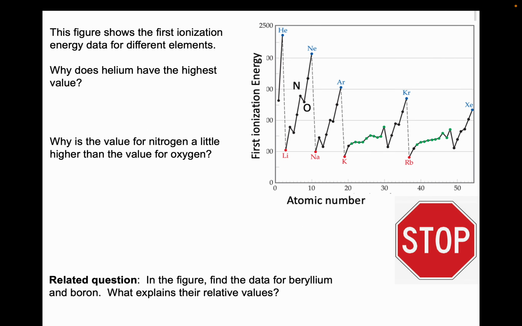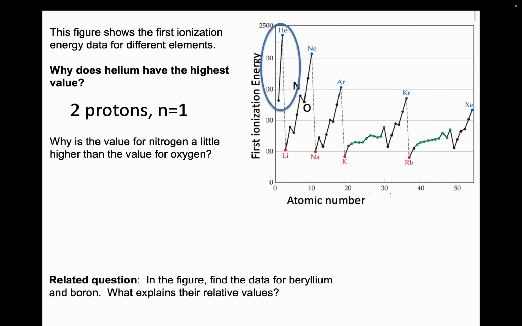This figure shows some more ionization energy. The data is shown for different elements. So take a second, try to answer these questions. Why does helium have the highest value? Why is the value for nitrogen a little higher than the value for oxygen? And related to that, find beryllium and boron. What explains their relative values?